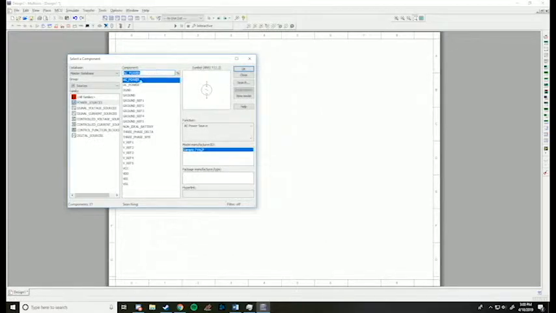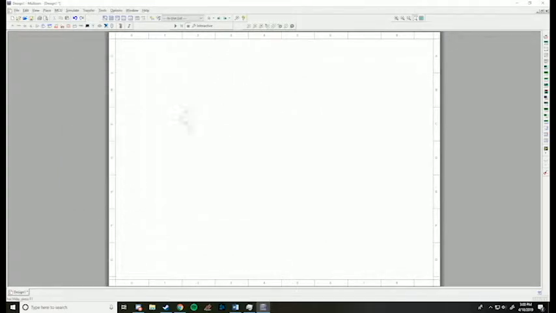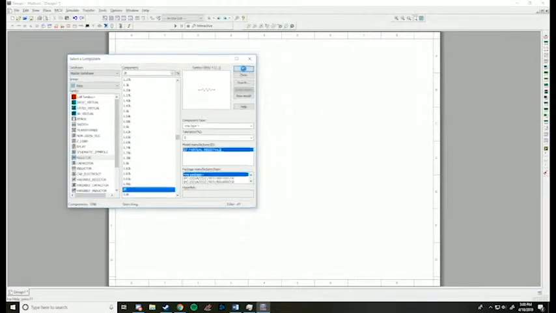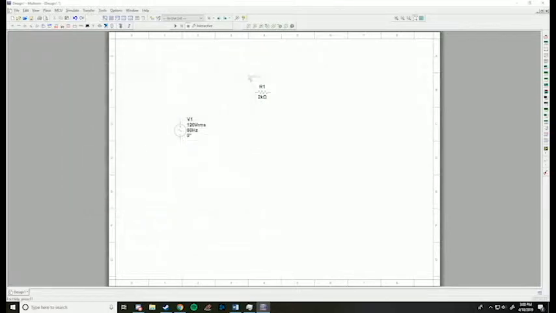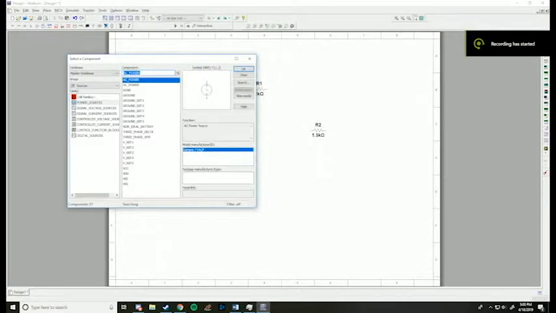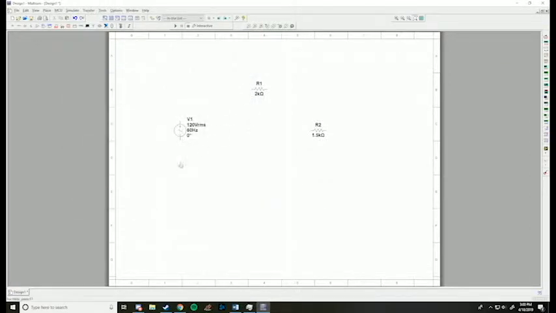First thing you want to do is place an AC source, and then we are going to add some resistors. Add a 2000 ohm resistor and a 1.5 thousand ohm resistor. Now obviously this isn't a circuit, this is just components, so to complete this, we're going to need a ground. And finally, I have to connect everything up.